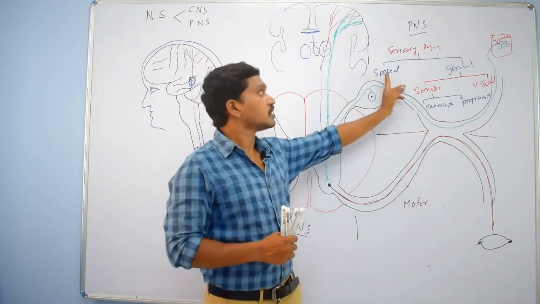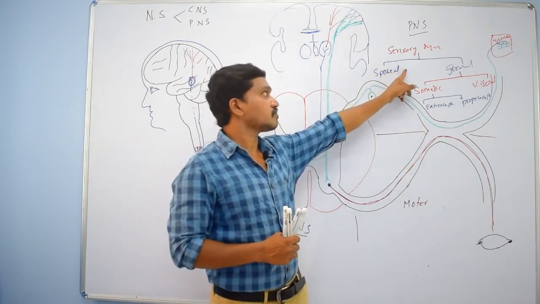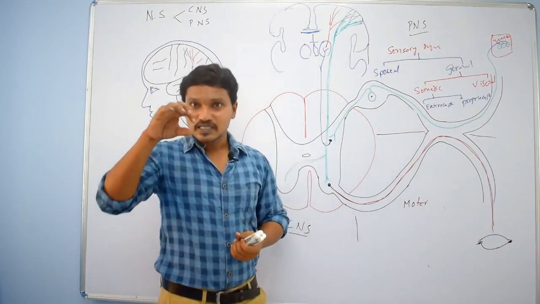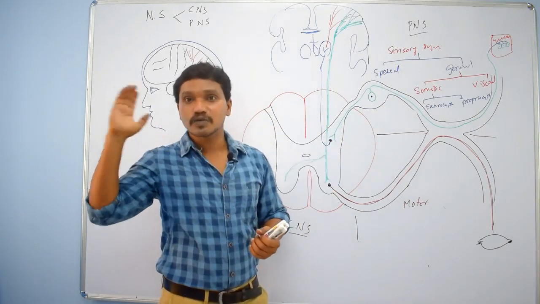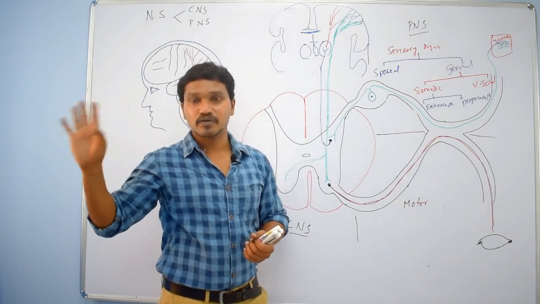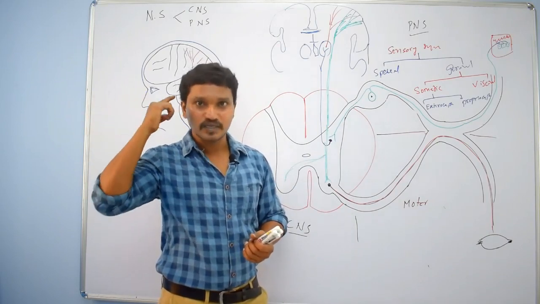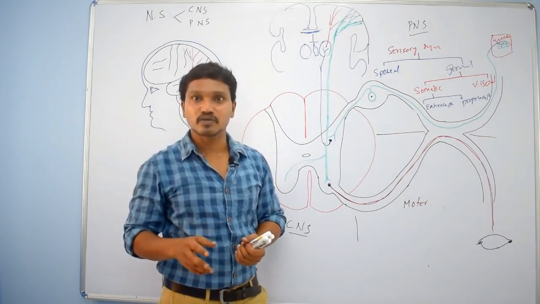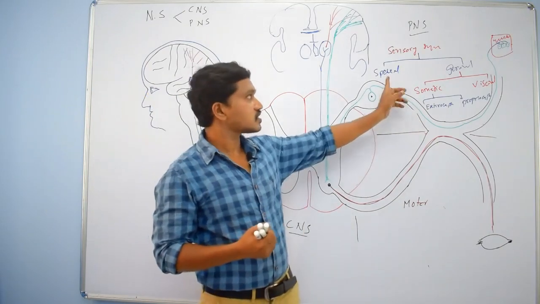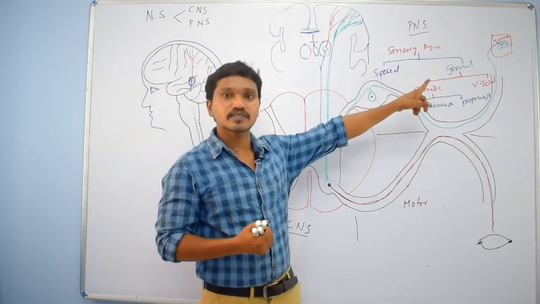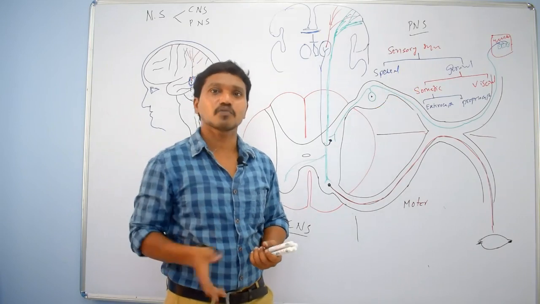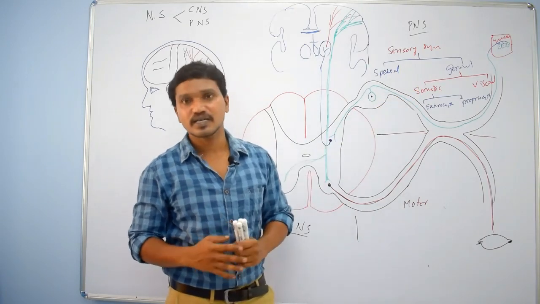Okay. The sensory system divides into special and general. Special means sensations which are arising from the special organs like nose, tongue, ear, eyes, and also equilibrium and balance. Those sensations are special sensations. General sensations are those which generally arise from most of the body.